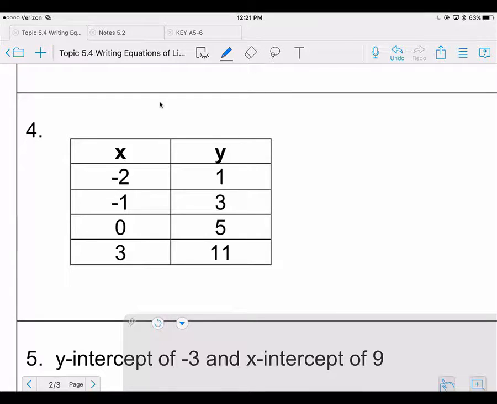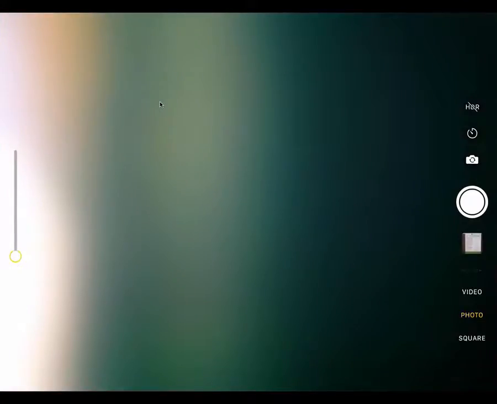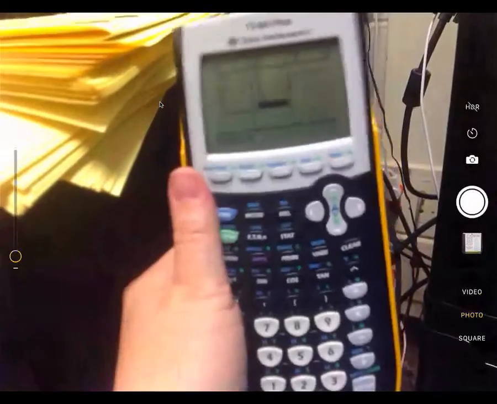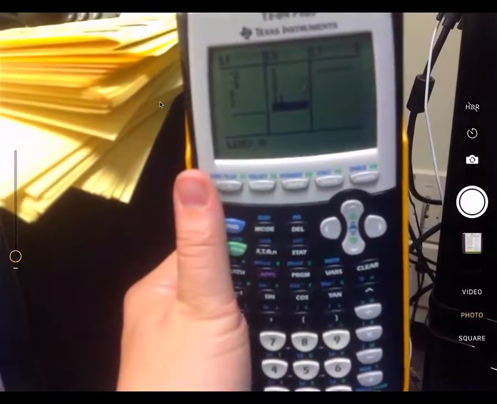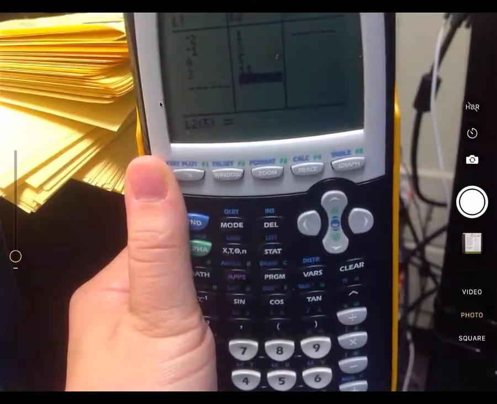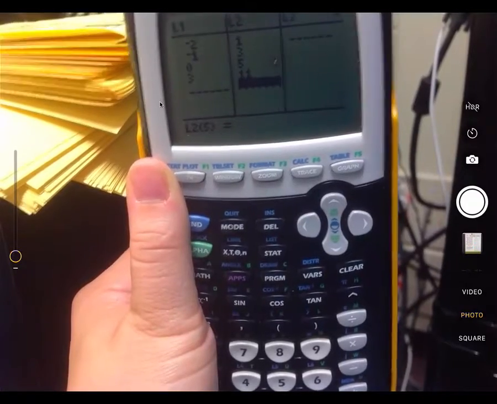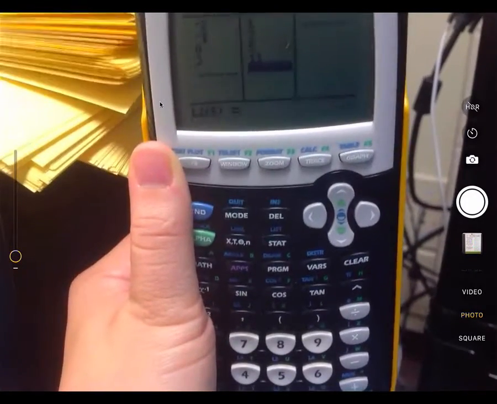So I'm going to type in -2, -1, 0, 3, 1, 3, 5, and 11. So I go back to stat calc. And if you forget how to clear out your list, you can also know that you could just type over them. So I've already typed that into my calculator. So -2, -1, 0, 3, 1, 3, 5, and 11. So I make the table in my calculator look exactly like the table on my paper.